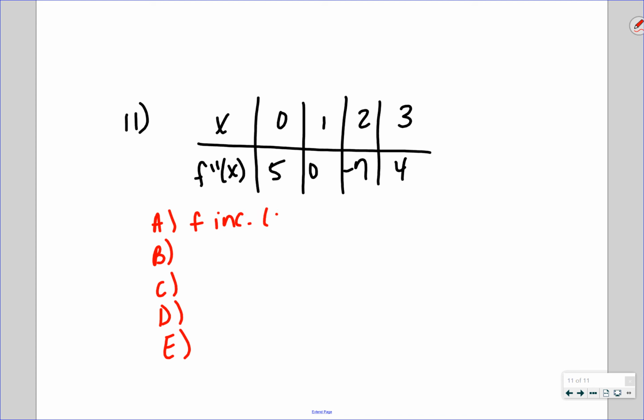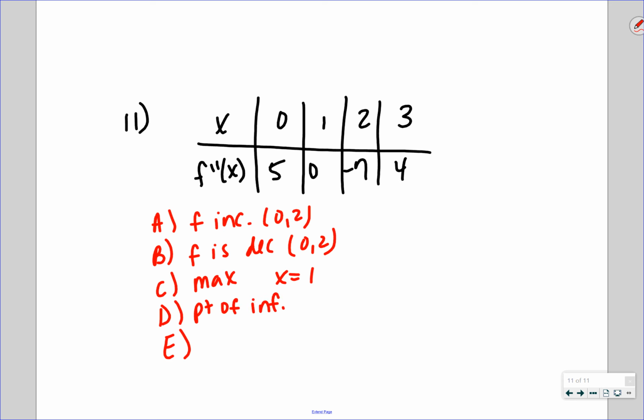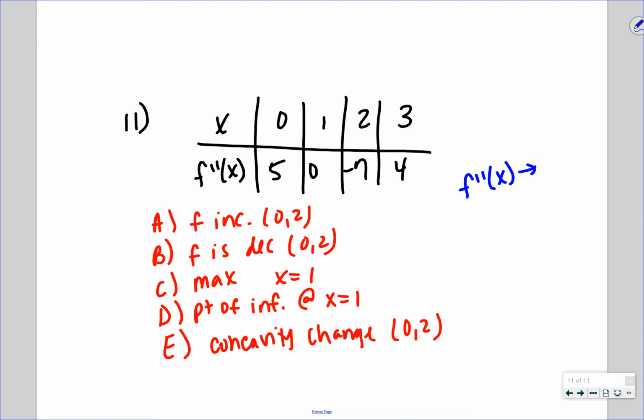F is increasing from 0 to 2. F is decreasing from 0 to 2. F has a maximum at x equals 1. F has a point of inflection at x equals 1, or changes concavity between 0 to 2. So, first of all, your second derivative tells you nothing about what the function was doing, increasing, decreasing, maximum. The only thing the second derivative tells you is concavity.